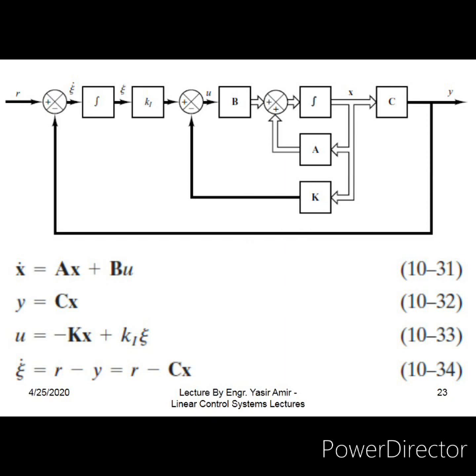We have state equation 31, as you can see over here, and then we have another state equation. The derivative of xi is equal to r minus cx. X are all state variables. R is the input of this system. So we have another state equation over here as well.